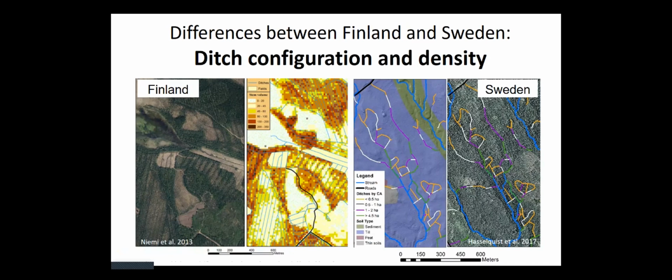Furthermore, Finland has typically ditched every 20 to 40 meters in regular spacing, as you can see on the left. While in Sweden, they're sometimes like this, but usually less regularly spaced and irregular, as in this photo from Krycklan.